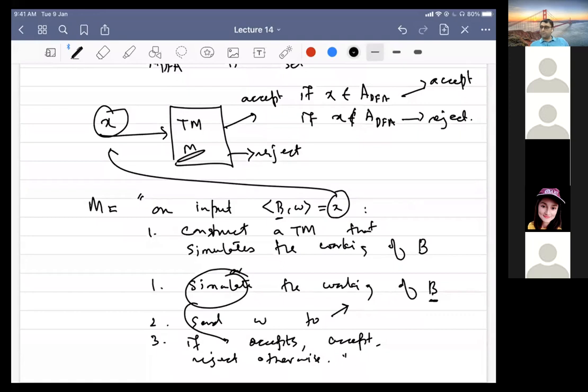Yes. But sir, we are checking the working of B for the string W in the pair, right? It can be possible that W is rejected by a simulation of B in the DFA and can be accepted by the Turing machine. Is it possible?